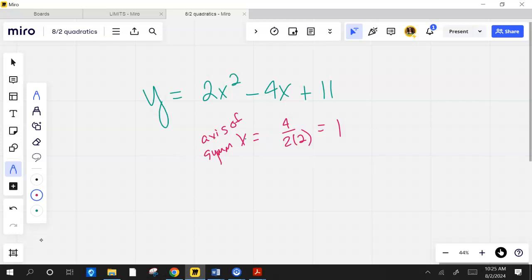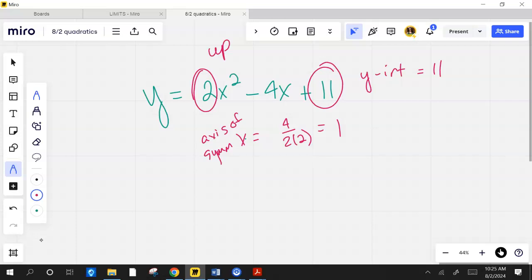Tell me what else you know. Y-intercept of 11, perfect. Tell me what else you know, at least 2 more things, maybe 3. The graph goes up. How do you know the graph goes up? A is positive. I know I'm opening up. I'm a nice, happy, positive graph.